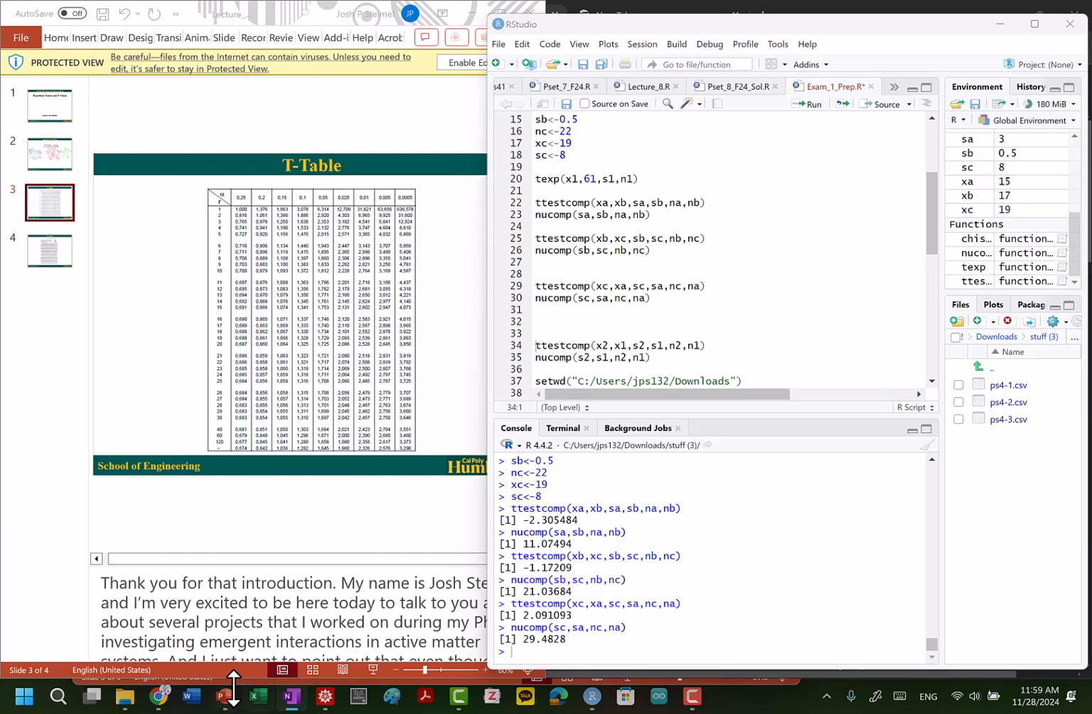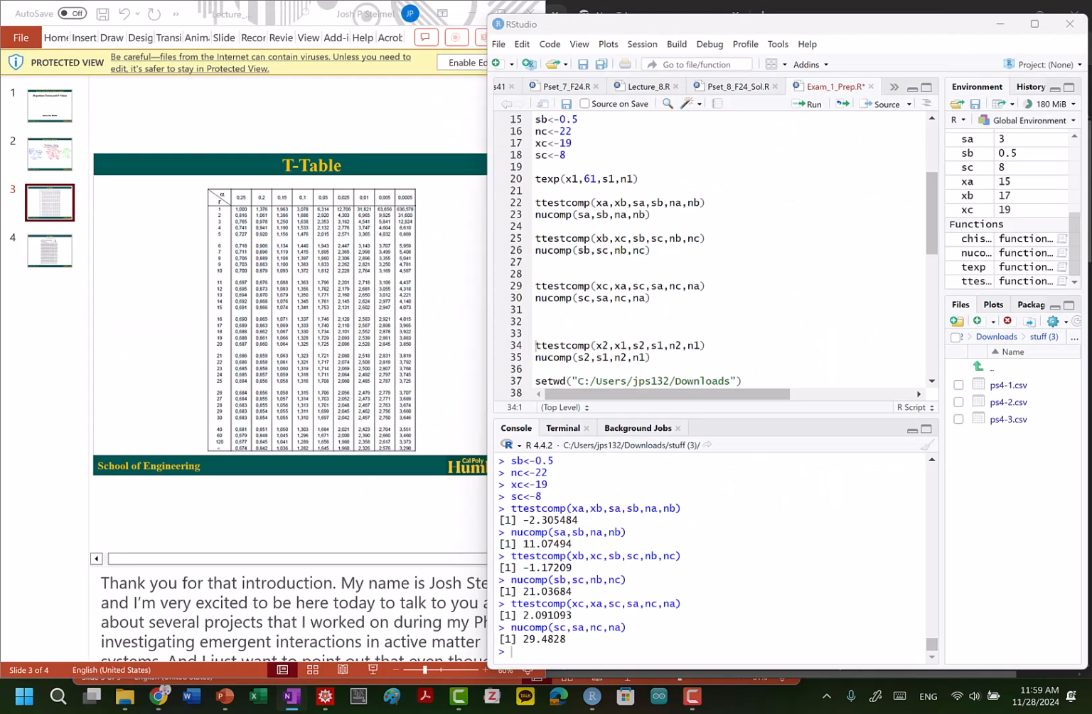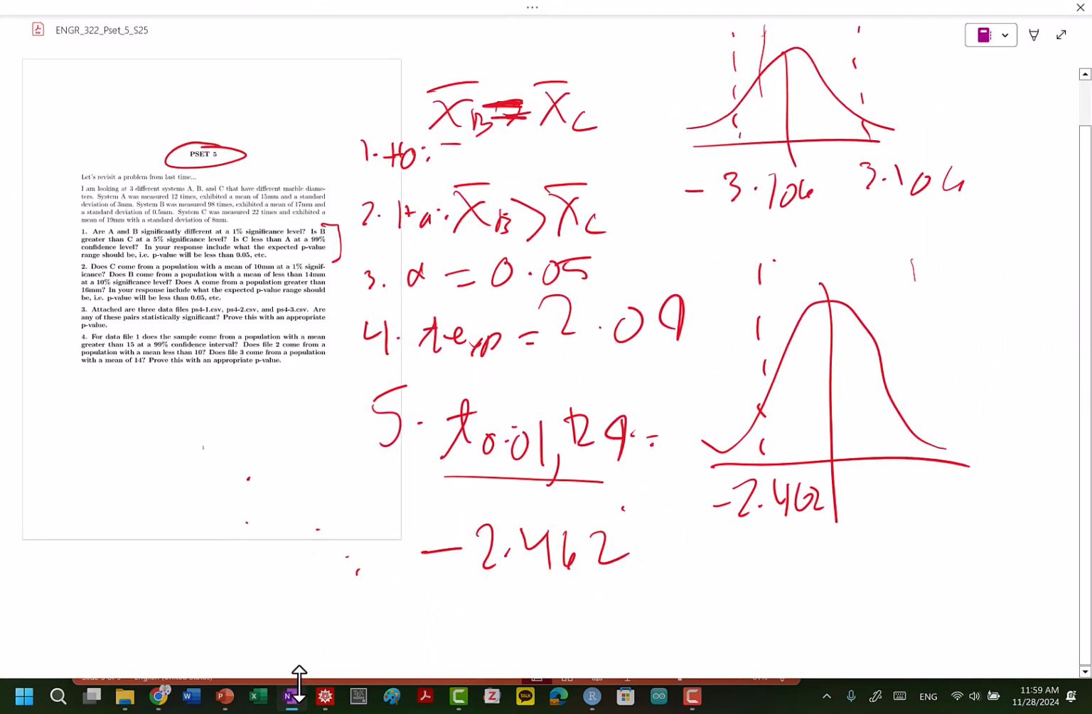0.01, 29 is going to give us 2.462. So I'm going to go back to here. Minus 2.462. And then what was our value here? It was positive. That means it falls way over here. So that, again, is a do not reject. And that is going to be P is greater than our alpha.